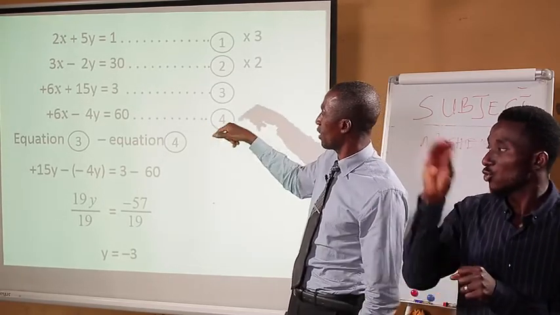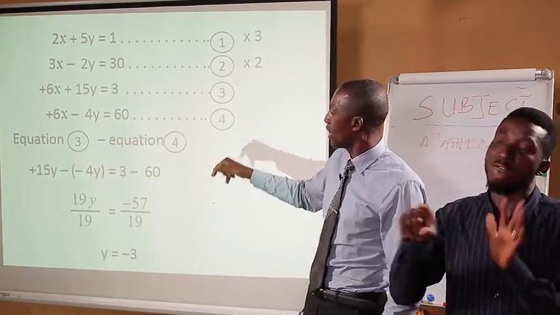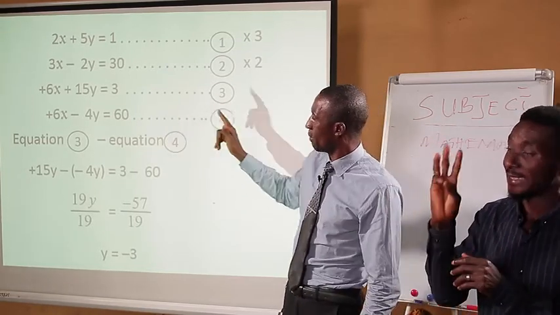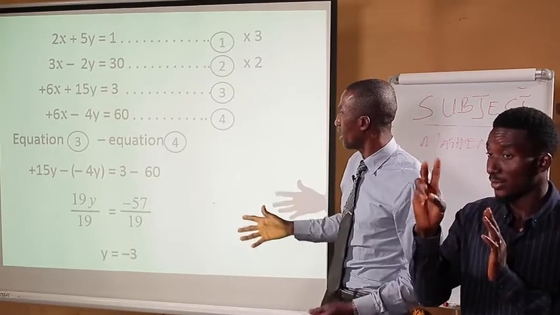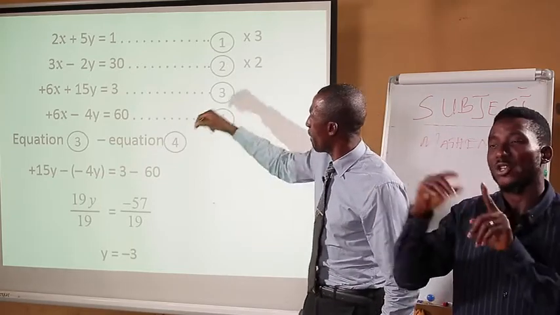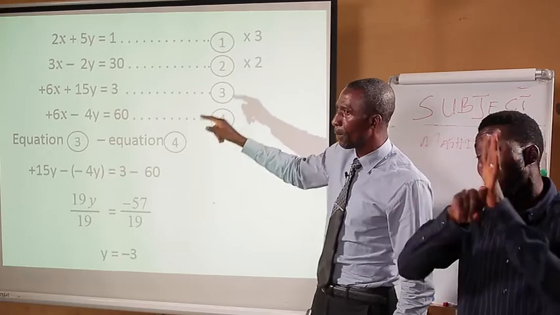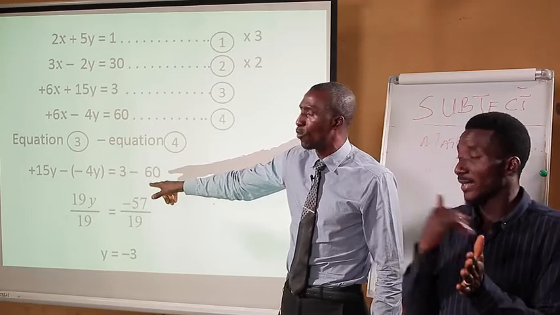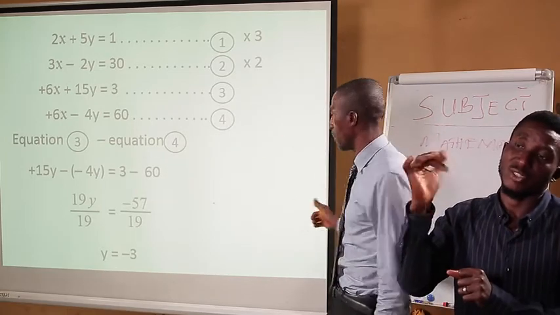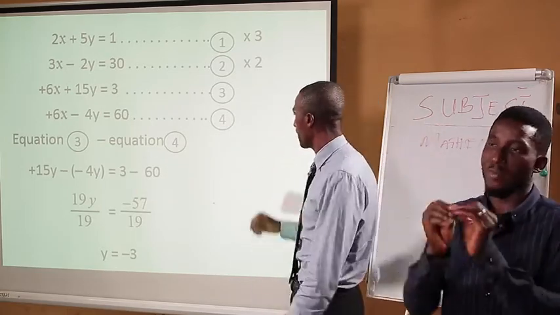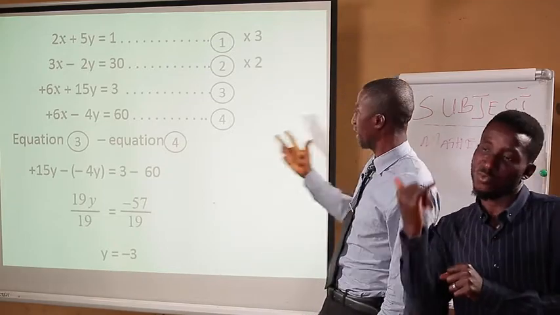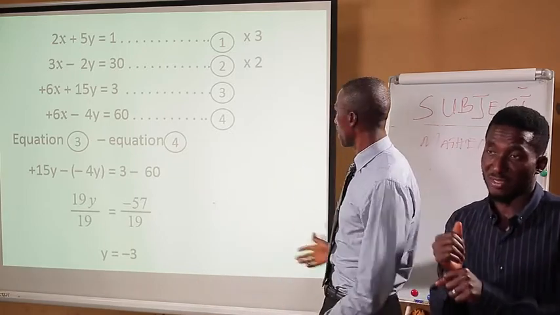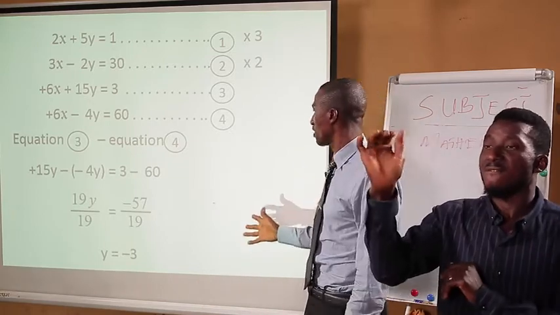I'm subtracting equation 4 from equation 3, please. 6x minus 6x, that will give you 0. And plus 15y minus 4y, that will give you 19y by the idea of the directed numbers. And on the right, 3 minus 60 will give you minus 57.